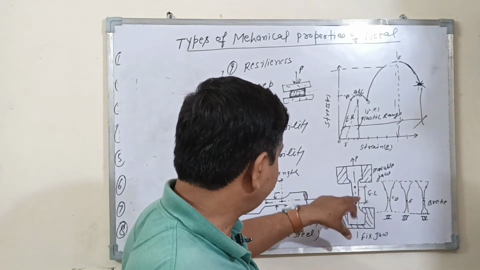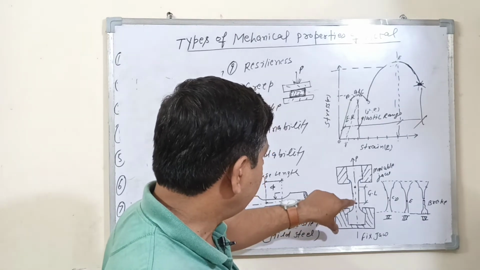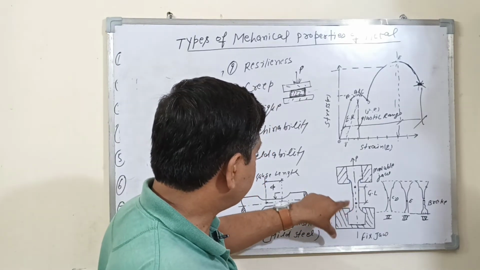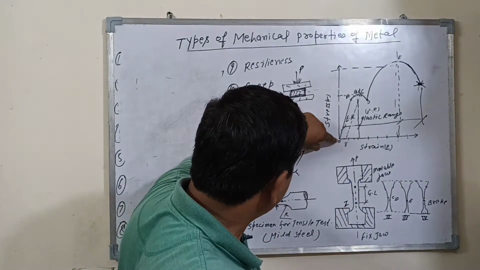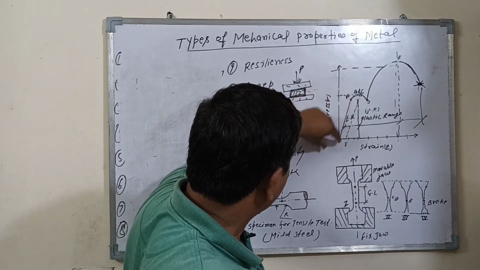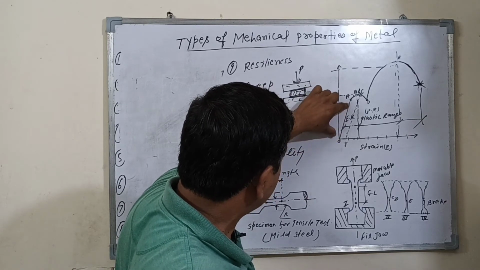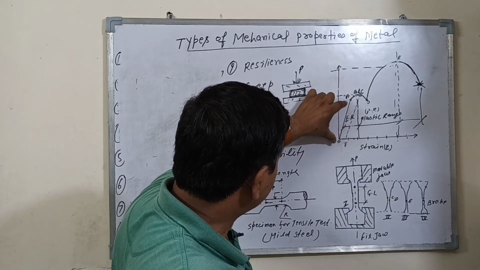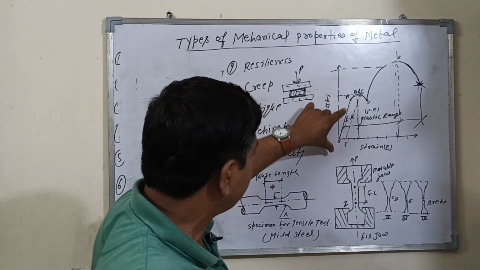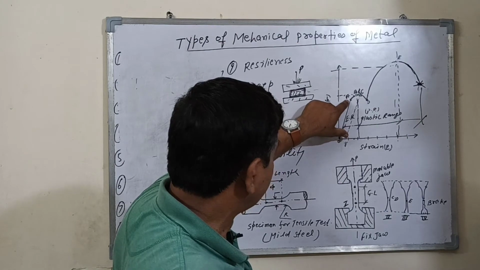In the first stage, when the material is loaded, the stress and strain are directly proportional. This is Hooke's law. You can see this figure: from O to A, the line is a straight line. It means that from O to A, Hooke's law applies. Hooke's law says stress is proportional to strain up to the elastic limit.